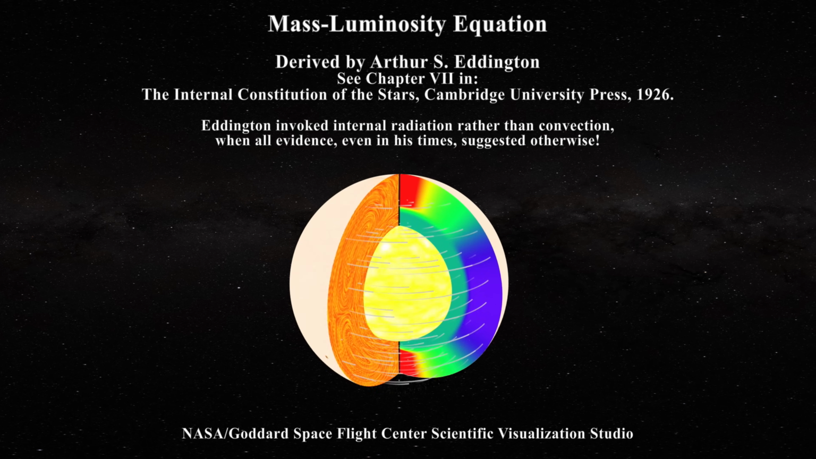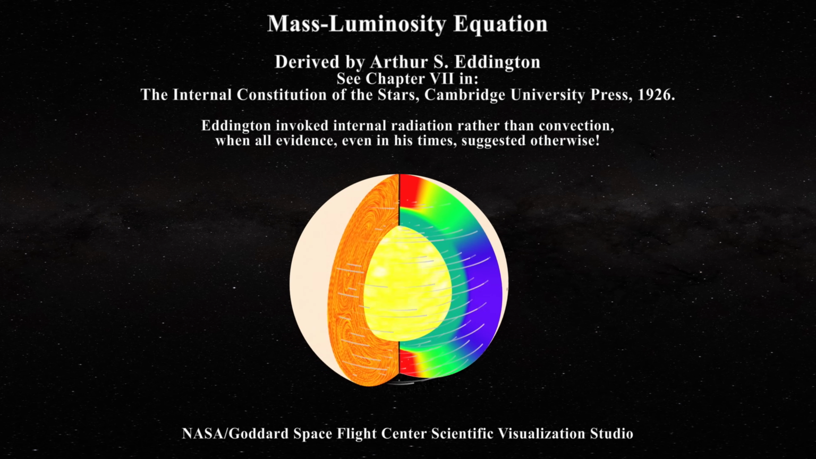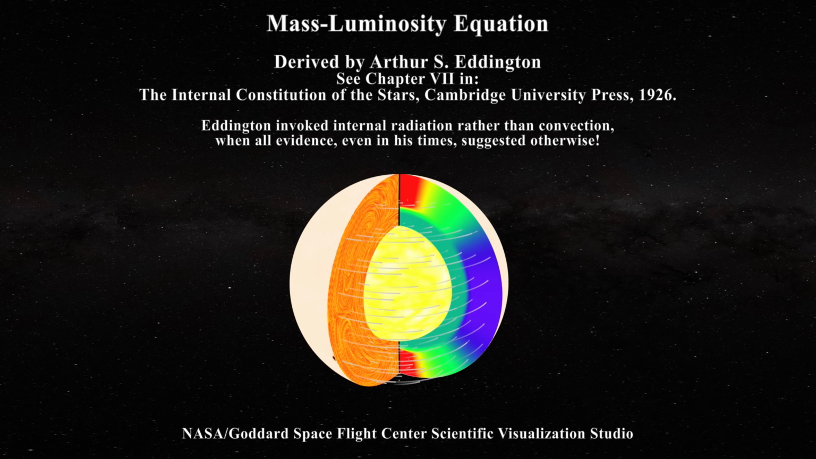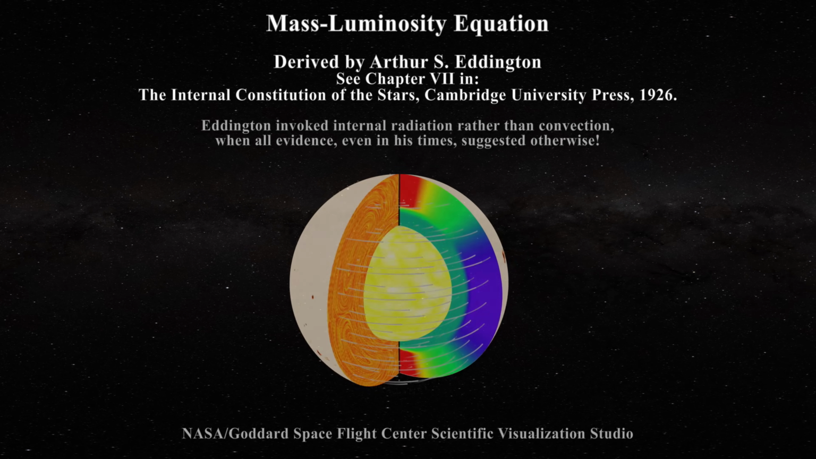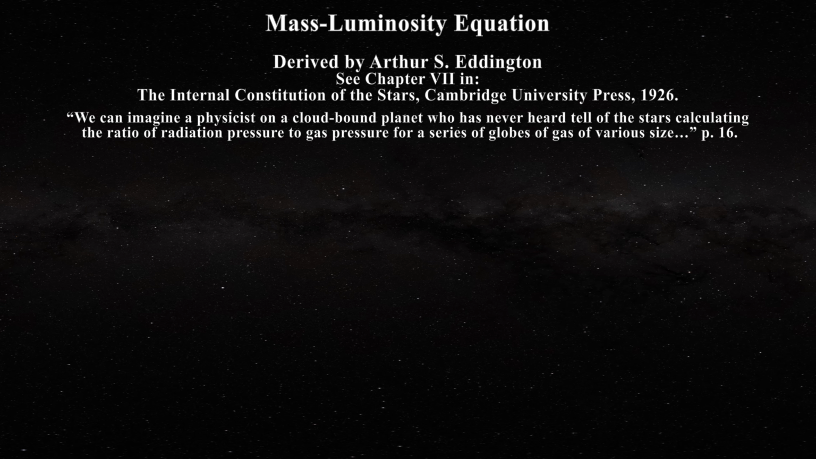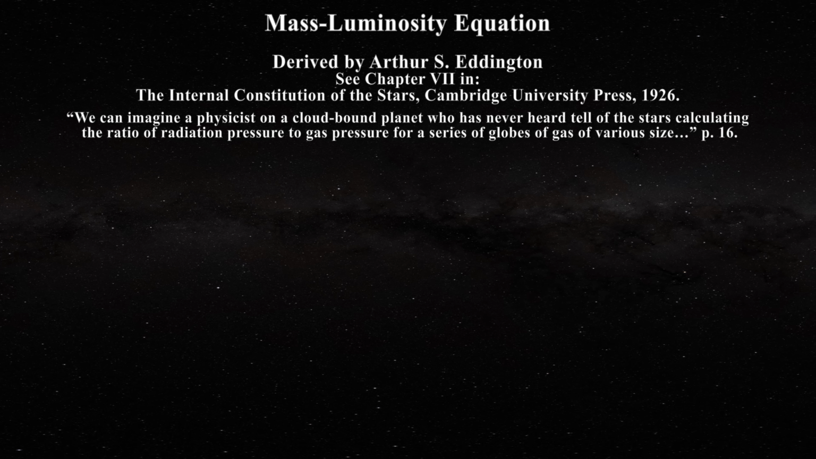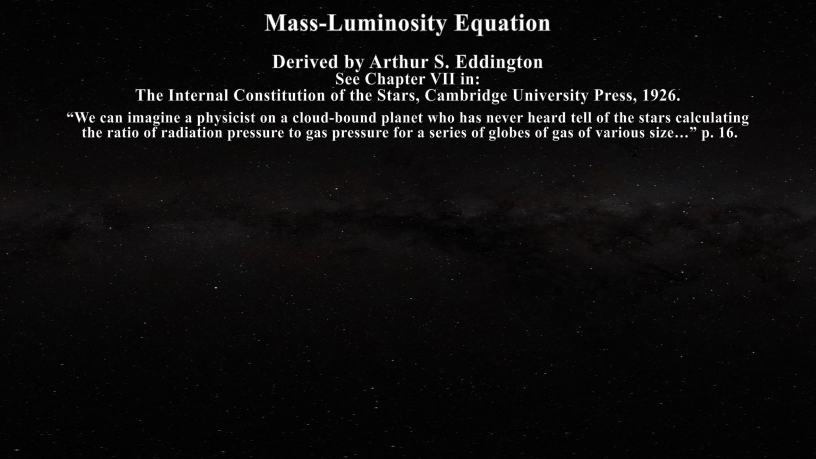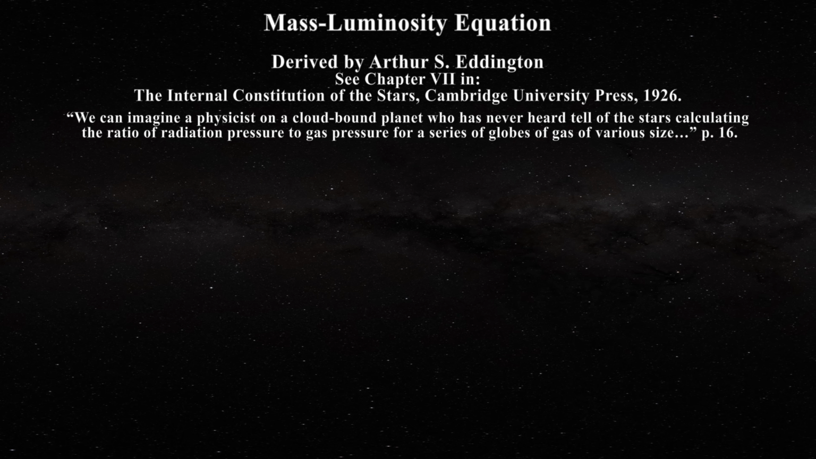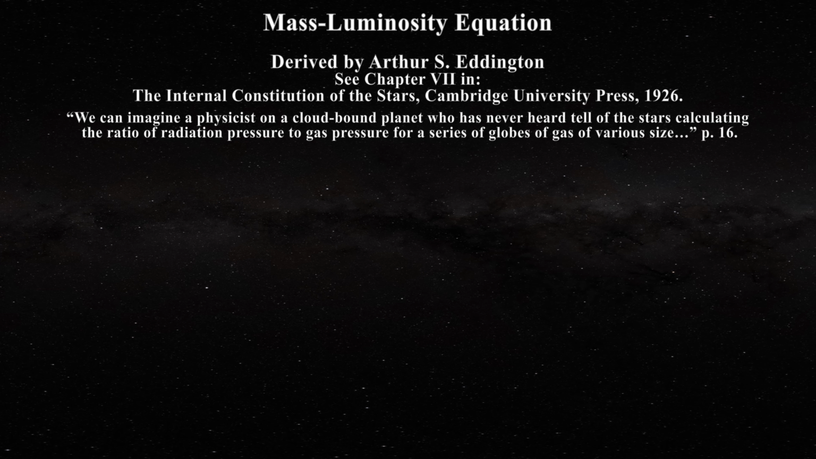Eddington believed, contrary to what we have seen in the last video, that ideal gases could experience gravitational collapse. Nowhere in his work did he ever consider that collisions within an ideal gas are elastic. He would argue the following: we can imagine a physicist on a cloud-bound planet who has never heard tell of the stars calculating the ratio of radiation pressure to gas pressure for a series of globes of gas of various size. But unfortunately for Eddington, he could never prove that his stars possess either gas pressure or radiation pressure internally.